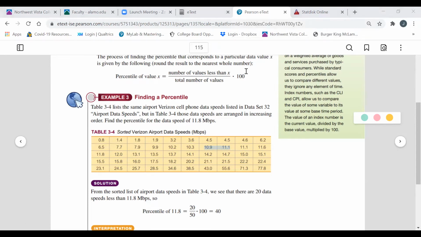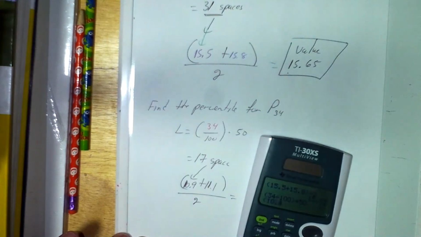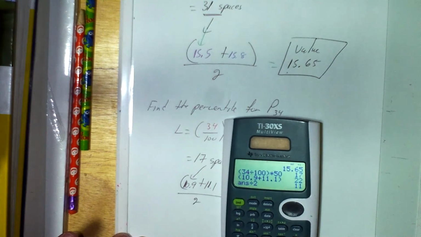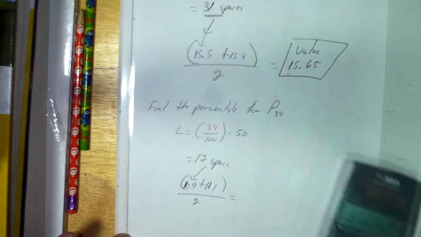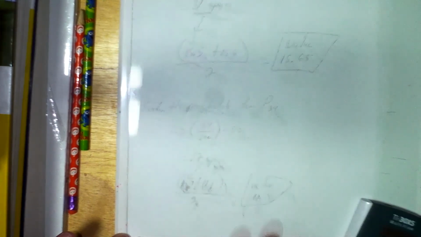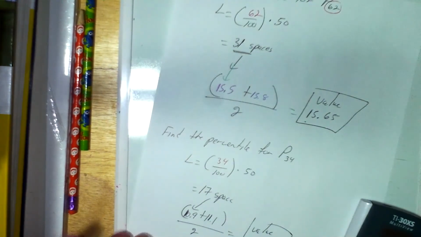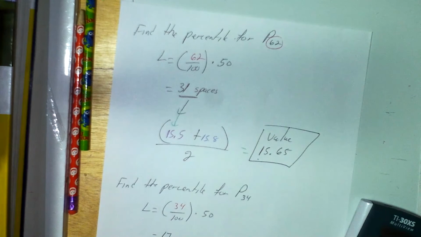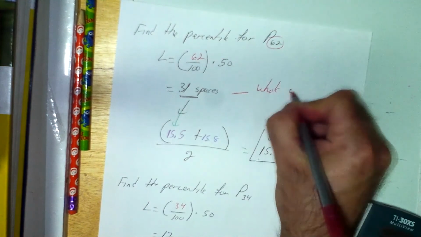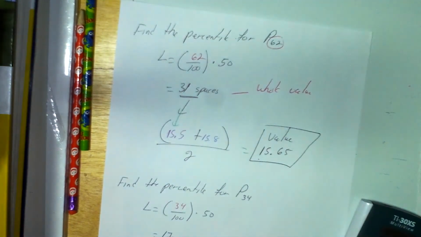Find the average. There you go. 10.9 plus 11.1 divided by 2. Interesting. It comes out to be 11 right on the dot. Value 11. Okay. So see, these ended up being whole numbers. Whole value.